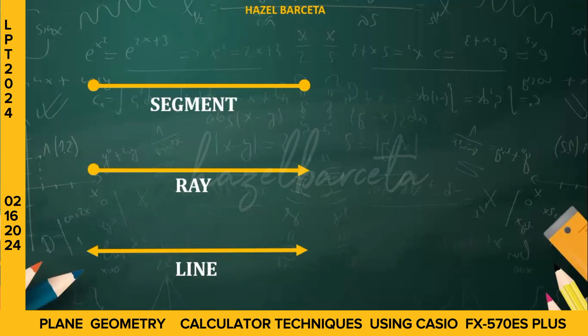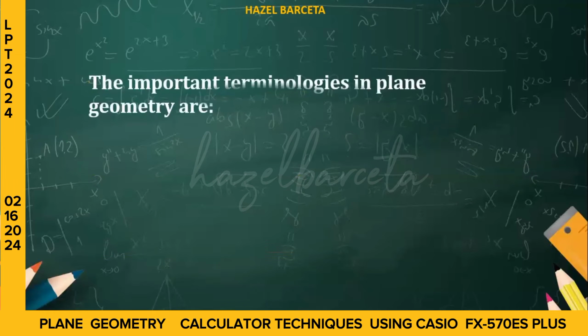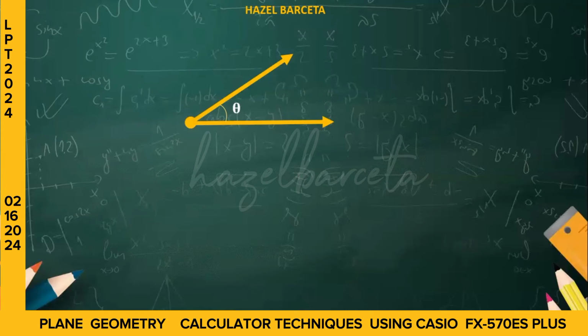And we have another endpoint. We have another ray. And we form theta, which is our angle. So, ano po yung significance ng mga ito? Kasi, important terminologies po siya sa ating plane geometry. So, we have a point, yung kanina. We have line, and angle. So, for now, angles po ang ating pag-uusapan. We have this theta. Okay?